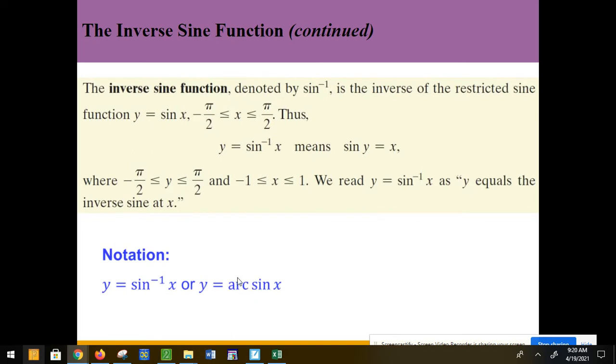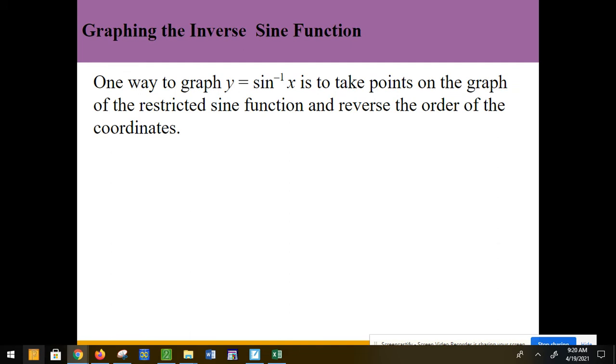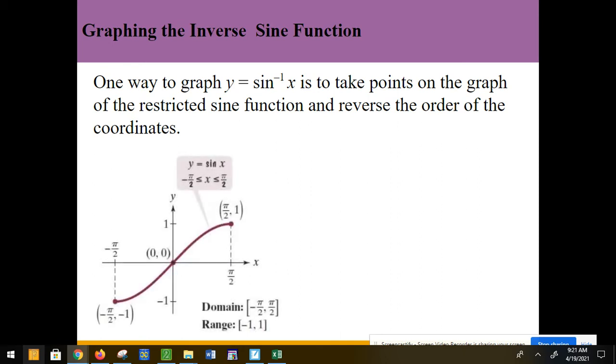You can also see that notation called arc sine. We're not going to use that in this lesson, but that is something you could see in other places. So graphing the inverse sine function. One way to graph that is to take points of the restricted domain sine function and just reverse the order of the coordinates. And that's exactly how we did it in Algebra 2 when we were taking the inverses of some algebraic functions. You find the original function, find the ordered pairs, just flip the x and the y, plot those. So this is really no different.